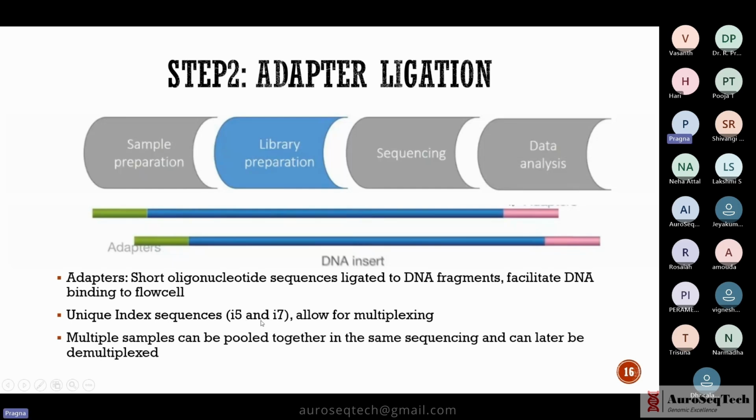For each sample, we attach one kind of index. Since each sample has its own unique index sequence, when we pool together multiple samples, which we call multiplexing, we can proceed with the sequencing at a time, and they do not get mixed with each other. So the adapter has the unique index sequence, which helps us in pooling multiple samples together in the same sequencing. Of course, this will later be demultiplexed before starting the data analysis procedure.